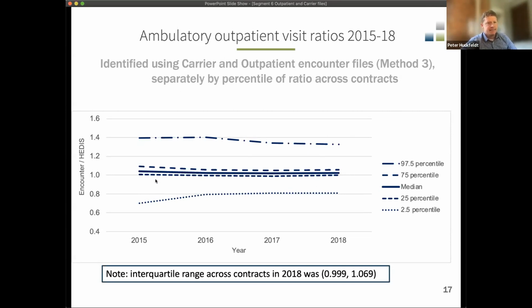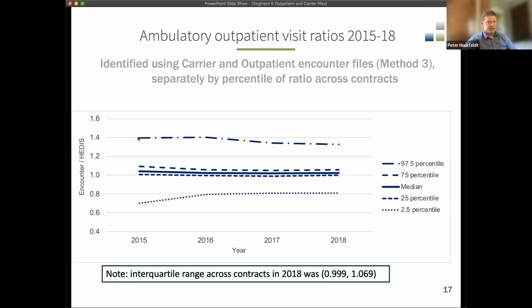Another key takeaway is that the interquartile range doesn't change that much. Like the median, the interquartile range indicates pretty good concordance between the encounter data and the HEDIS data. The 25th percentile is 0.999, and the 75th percentile is like 1.07. So we're getting similar answers in terms of outpatient visits for those contracts between the encounter data and the HEDIS data. But we also do have some outliers.